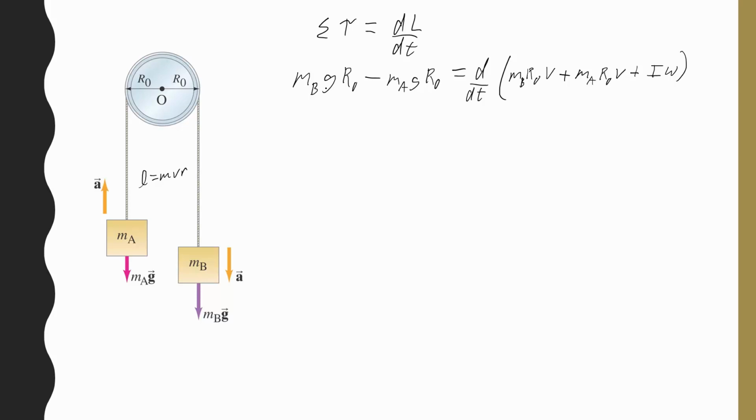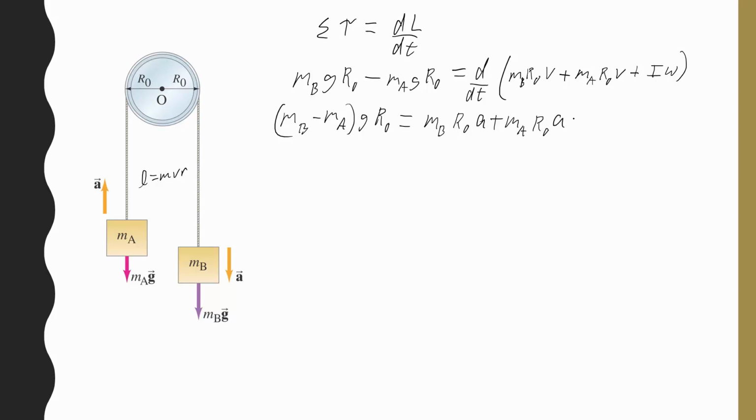We'll go ahead and factor out the g R0. So we've got M_B minus M_A times g R0. And here, if we take the derivative of each of these terms, m and R and I are all constant, but v isn't constant. And the time derivative of velocity is going to give us the acceleration. So we've got mass of B times radius R0 times alpha, which gives us linear acceleration because this was linear velocity, plus mass of A times radius times that acceleration.